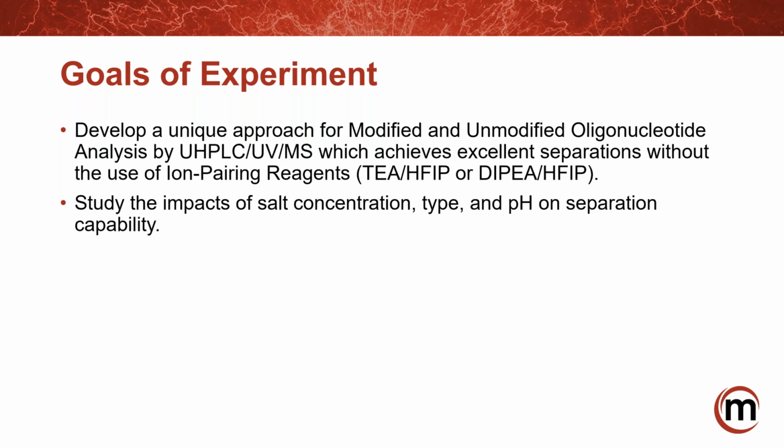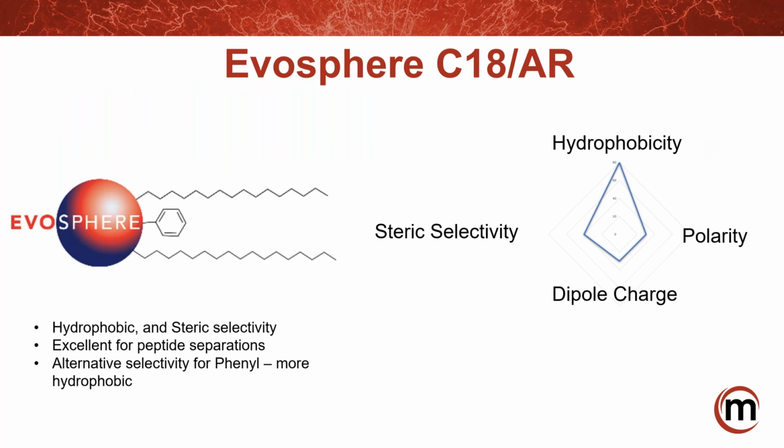But from my perspective, I'd want to make the mobile phases as simple as possible and give myself the most bang for my buck for the instrumentation that I buy, which can be pretty expensive. So for the study, we looked at salt concentration, type, and the pH on the separation. Going back to why we chose Evosphere, the C18AR gives you this hydrophobic and steric selectivity. It's excellent for these types of separations.